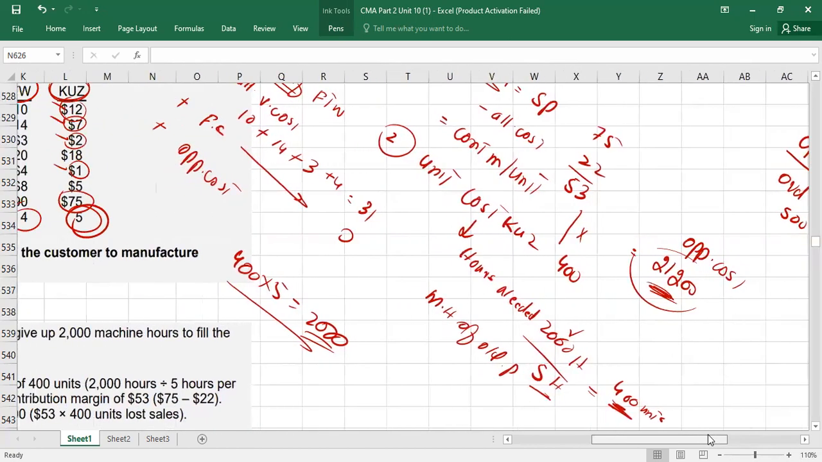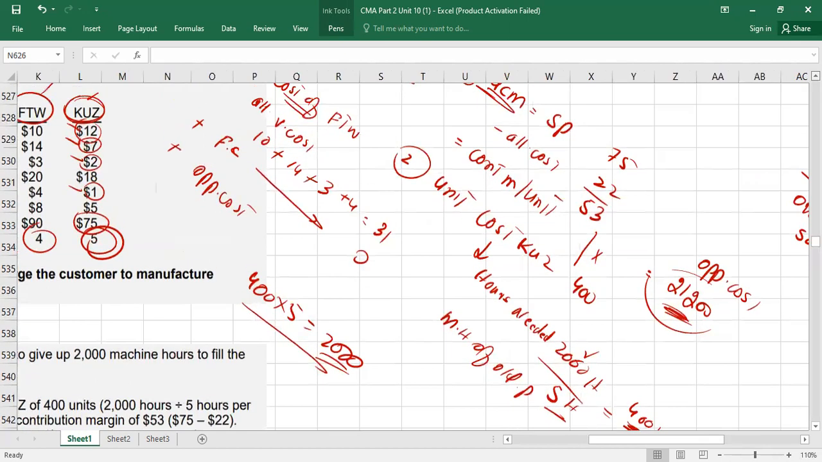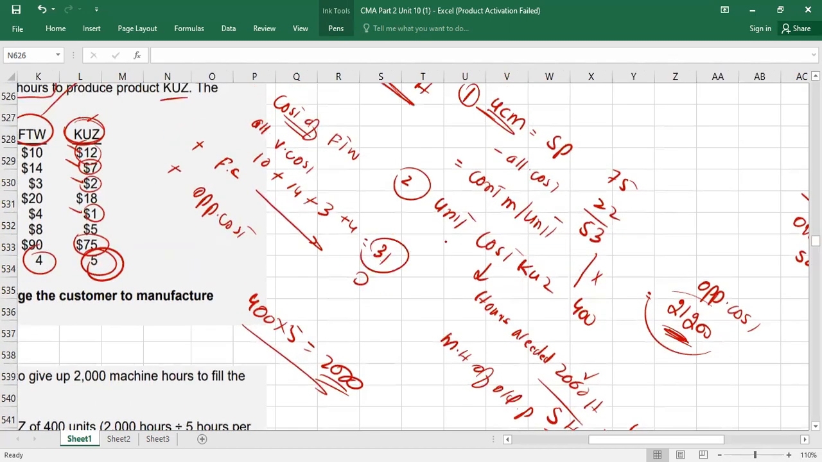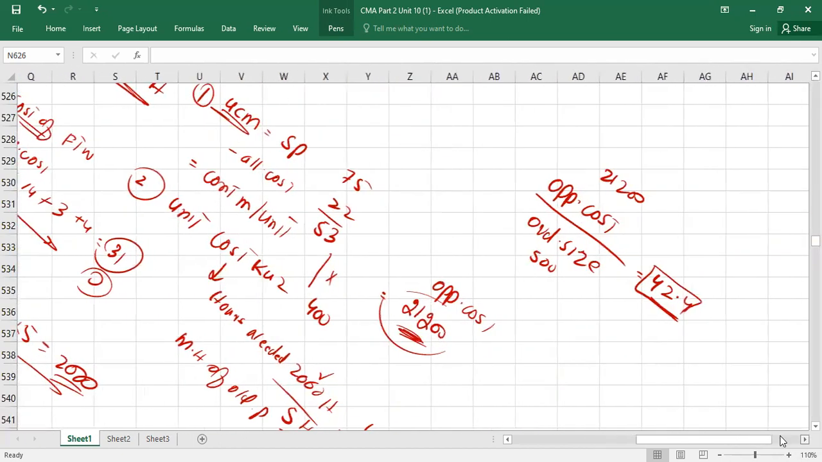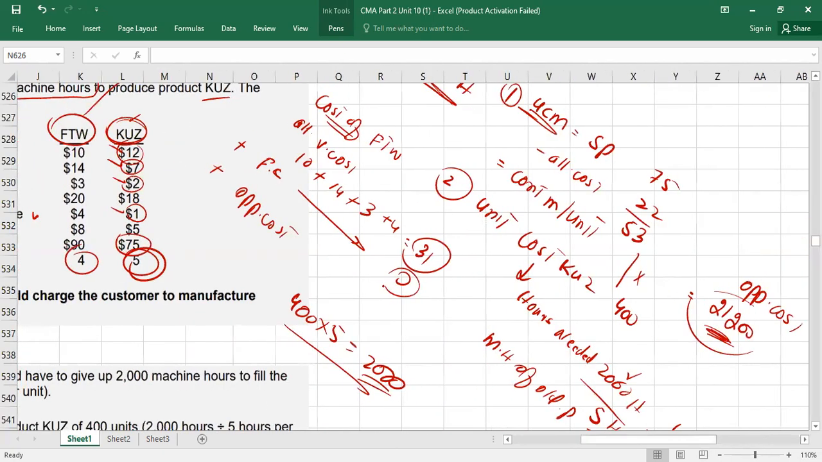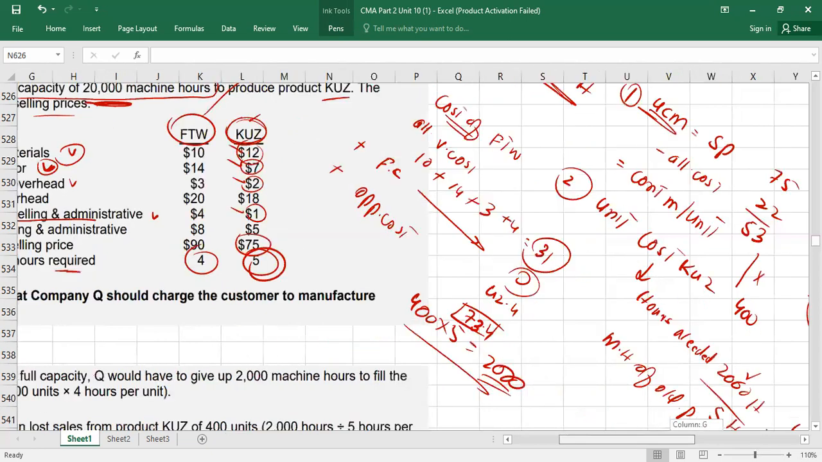Now you will come back here. You got all variable cost plus fixed cost. All variable cost was 31 for the new product. Fixed cost was 0 because there is no change. Opportunity cost you got is 42.4. So this is going to be your cost of each unit under the new decision. If you add 42.4 plus 31, it is going to be 73.4. I hope it is clear, right?